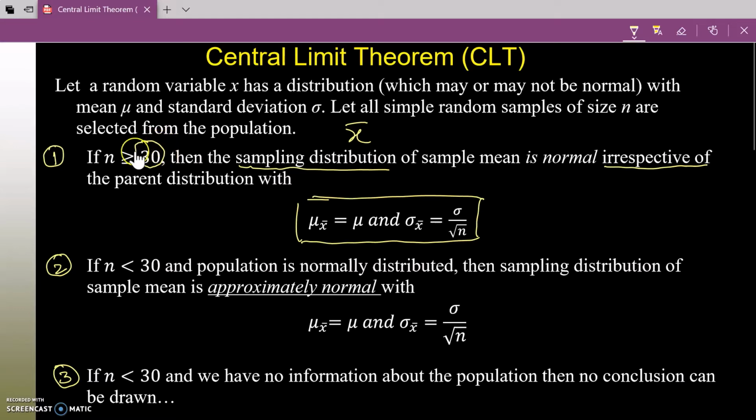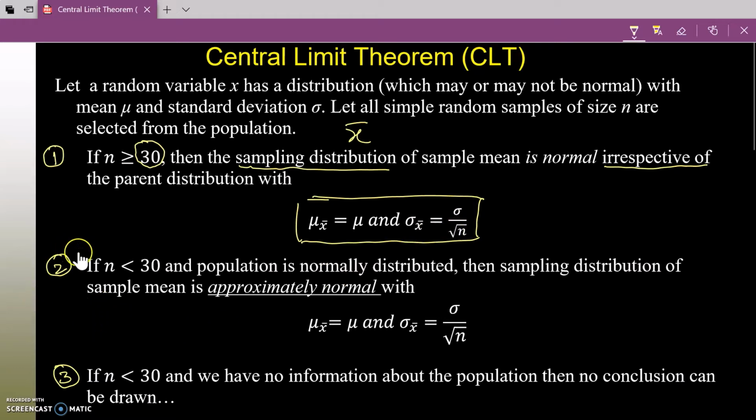I repeat this once again, this 30 is a magic number, and it comes from the fact that our sample size has to be sufficiently large, and the statisticians agree that for most practical applications, 30 or more is regarded as a sufficiently large sample size. So if the sample size is sufficiently large, then the sampling distribution, which is the distribution of x bar, is always normal irrespective of the parent distribution. I don't care what the parent distribution is, where the data is coming from, and the mean of the sample mean is equal to the population mean, and the standard deviation of the sample mean is equal to the standard deviation of the population divided by the square root of n.